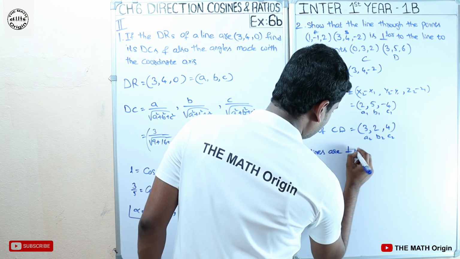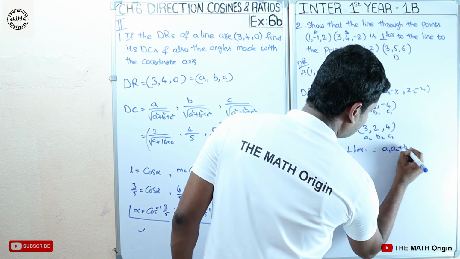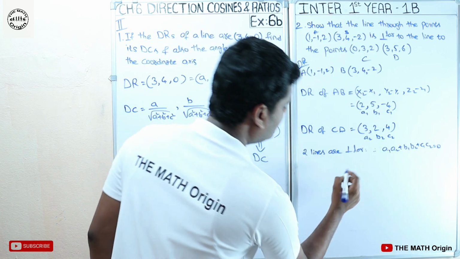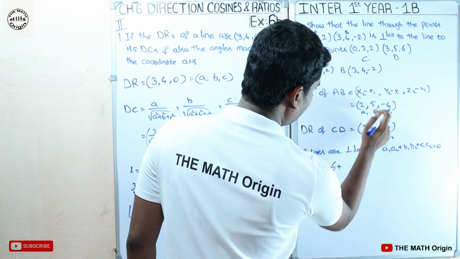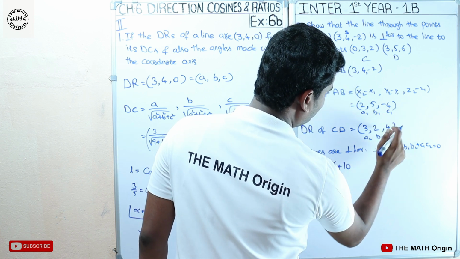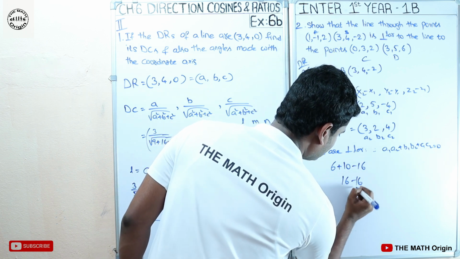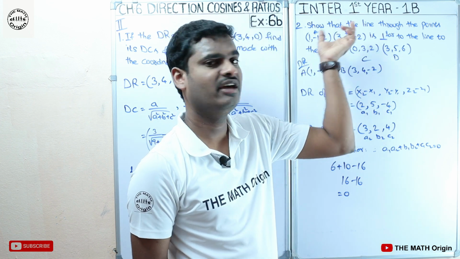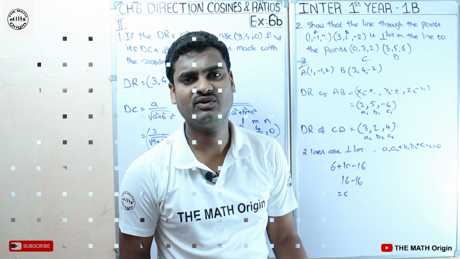Two lines are perpendicular, therefore A1 A2 plus B1 B2 plus C1 C2 is equal to 0. A1 A2 is 6, plus B1 B2, 5 into 2, is 10. Next, C1 C2, minus 4 into 4, is minus 16. Therefore 6 plus 10 minus 16 is equal to 0. Therefore the given two lines AB and CD are perpendicular to each other. Okay, here ends our second question.